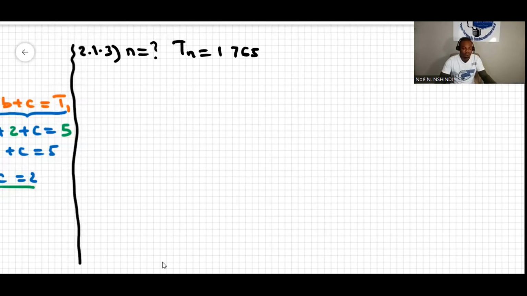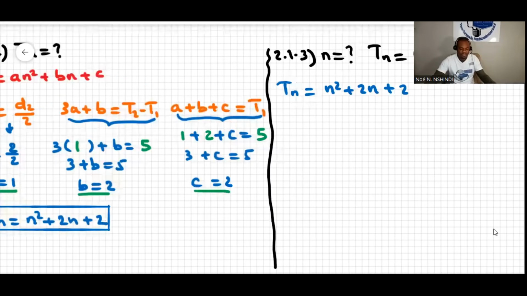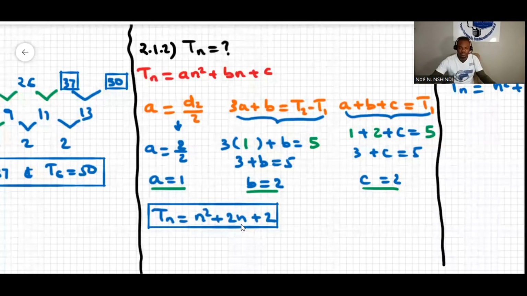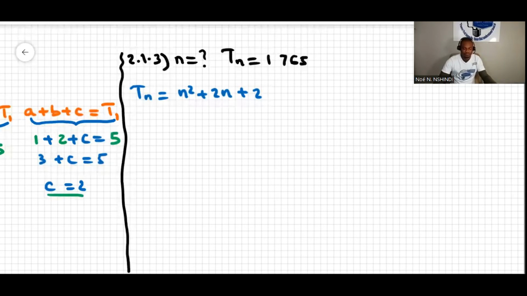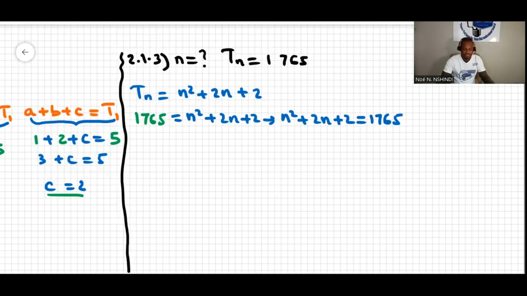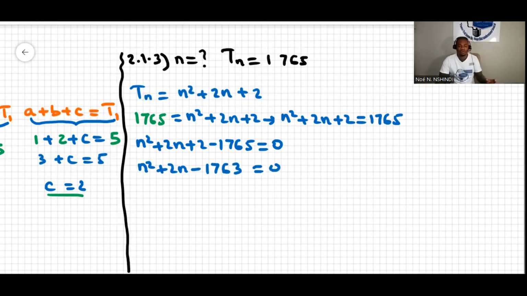Now, we did find earlier in the previous question that Tn was equal to n squared plus 2n plus 2, isn't it? That was Tn, yes. So we're going to substitute the value of Tn, which is 1765, equal to n squared plus 2n plus 2. So this means n squared plus 2n plus 2 equal to 1765. If I move that over, that makes n squared plus 2n plus 2 minus 1765 equal to 0. And that makes n squared plus 2n minus 1763 equal to 0.